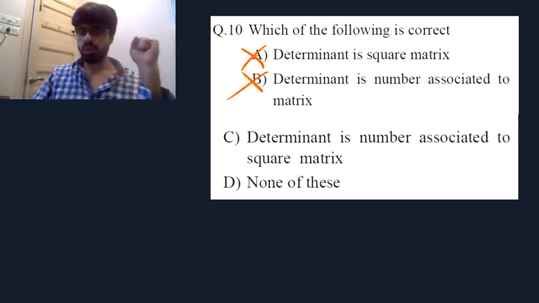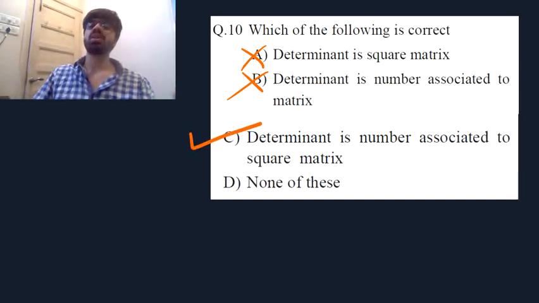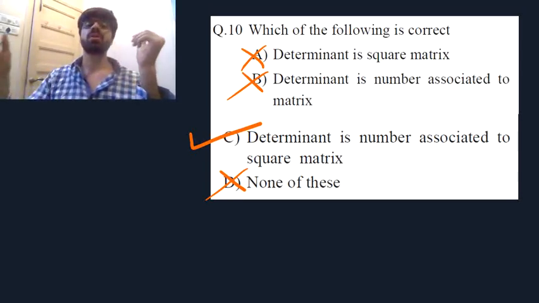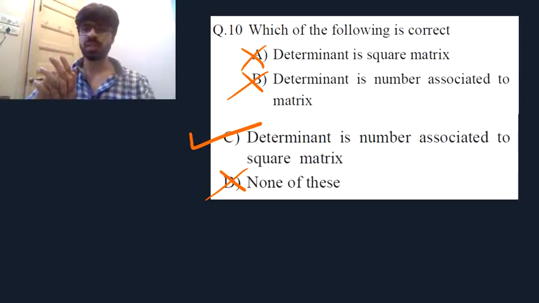So B is wrong. With the same explanation I just gave, C is the right answer, and if C is right, D is definitely wrong. So that's how we are answering the 10th question, and this is where I am done with discussing all the solutions to the miscellaneous exercise.